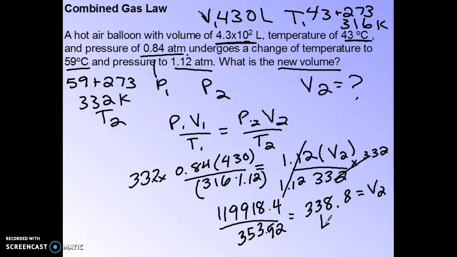And I want us to think about this really quickly. This volume, V2, is smaller than the volume we started with. Now, we increased our temperature a little bit, which normally makes the volume get bigger. But we also dramatically increased the pressure, so the volume must be smaller, because I think the change in pressure is a little bit more significant than our change in temperature. And so that's why we ended up with the value we got here. So this is our final volume. And that is how we use the combined gas law.